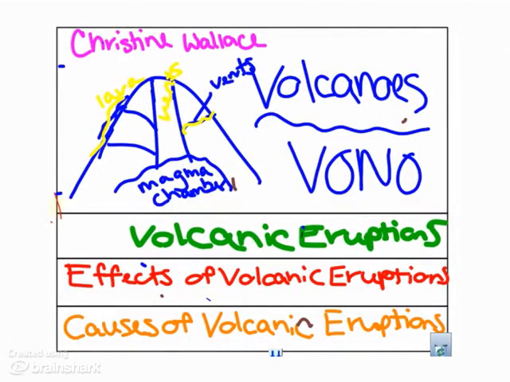Hey everyone, you're responsible for Volcanoes, and instead of doing a normal Vono, you're going to do a foldable. Your foldable should have 3 flaps. The first one goes with section 1 of chapter 9. It's called Volcanic Eruptions. The second one is Effects of Volcanic Eruptions. And the last flap is Causes of Volcanic Eruptions, which would be section 3 in chapter 9.